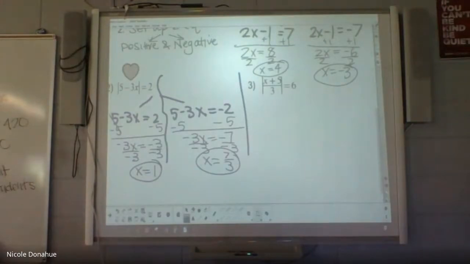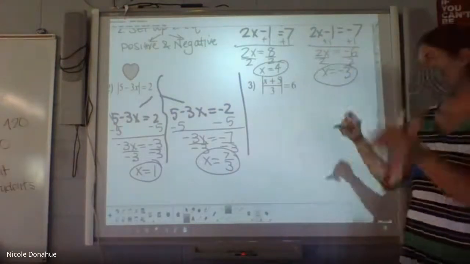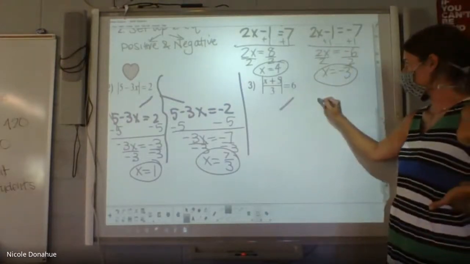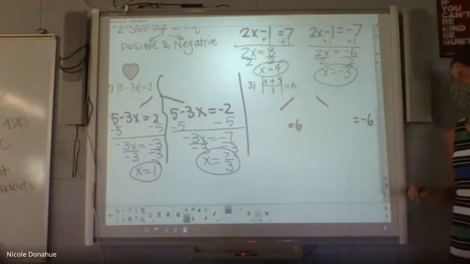And then finally, this last one, we're going to set up these two equations, and then, like I said, we'll go outside and work through some of these other ones. Or we'll work through more practice like these. So set up our two equations, so 6 and negative 6.